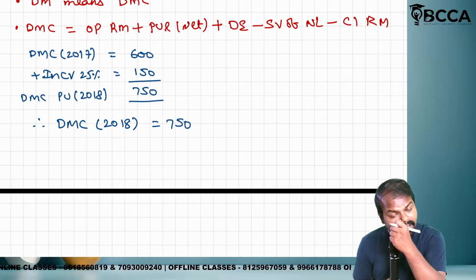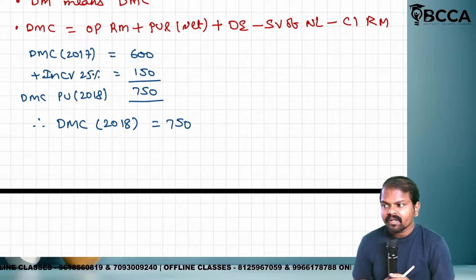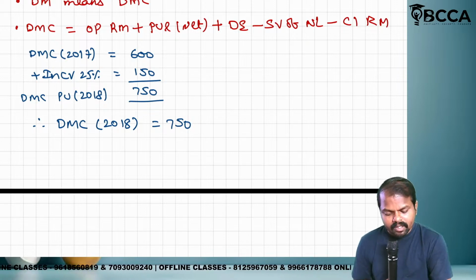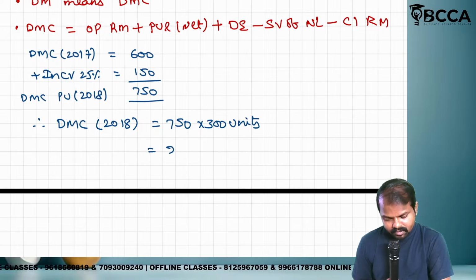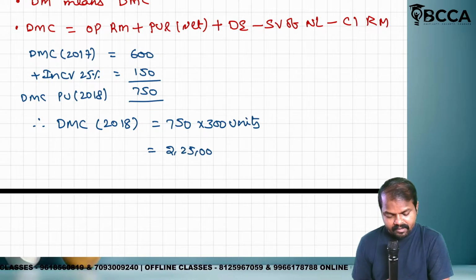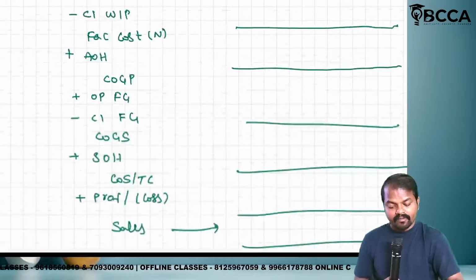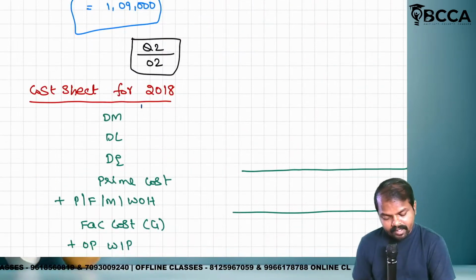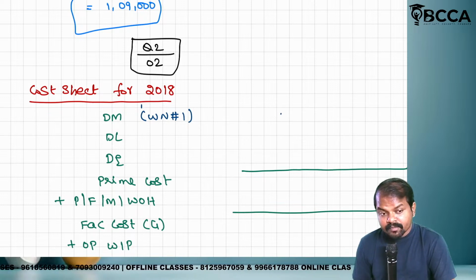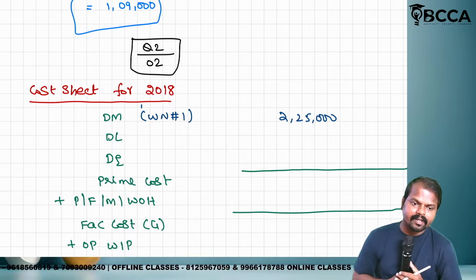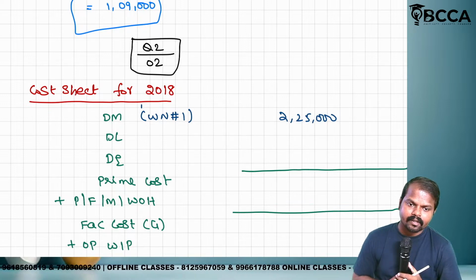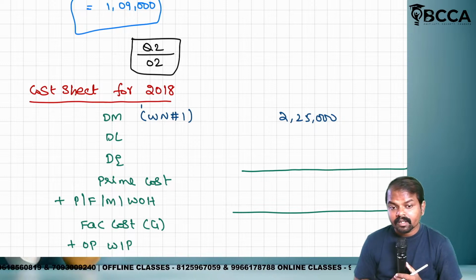How many units are you going to manufacture in 2018? 300 units. 2 lakh, this is the material cost. We will mention here working note number 1. How much? 2 lakh 25,000.